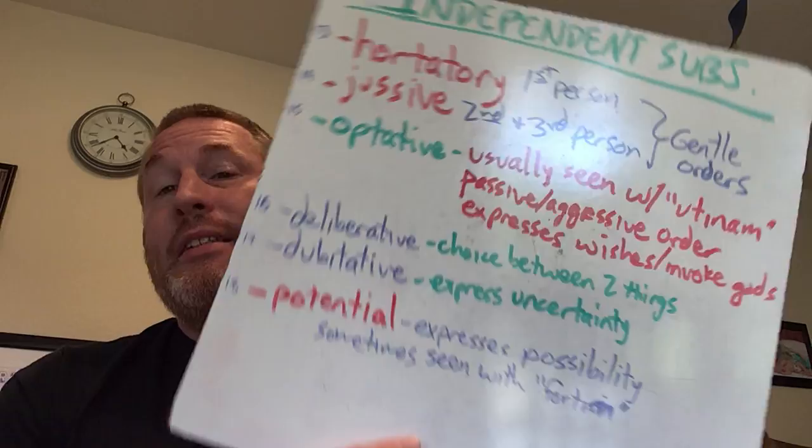So, the first thing you need to know is, you know how you have a cum clause and you have a ut or ne clause, and it's usually a thing plus that plus the subjunctive, or sometimes it's just cum plus the subjunctive. Independent subjunctives have no markers at all. That's why they're called independent.